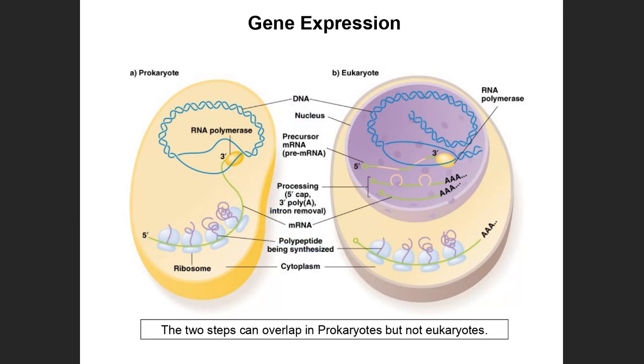That can't happen in eukaryotes because DNA is stored in the nucleus. Transcription has to start first and be completed so that the mRNA can be transported out into the cytoplasm to be translated. So in eukaryotes, the two processes do not overlap. They're completely separate.